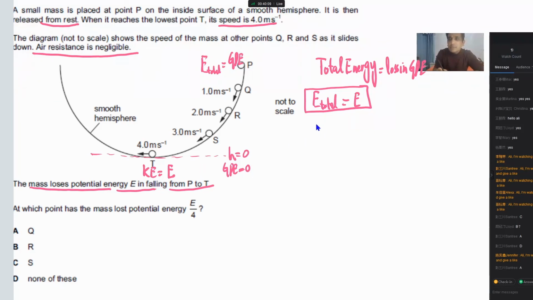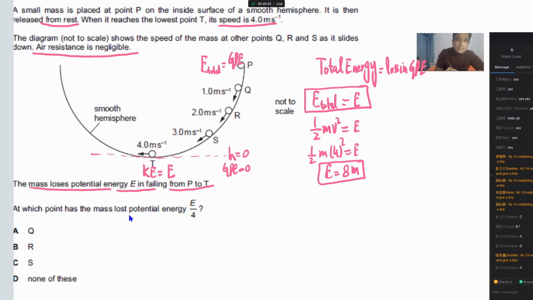But mass is not given, so let's see how we can approach this. The total energy, I can say 1/2 mv square, is equal to E. In this case, the speed is given as 4, so we can solve this one. We can find that E is equal to 8m. So this is the total energy. E is equal to 8m. M is the mass, and mass is not given, so we cannot calculate the mass now. Later maybe we will be able to.